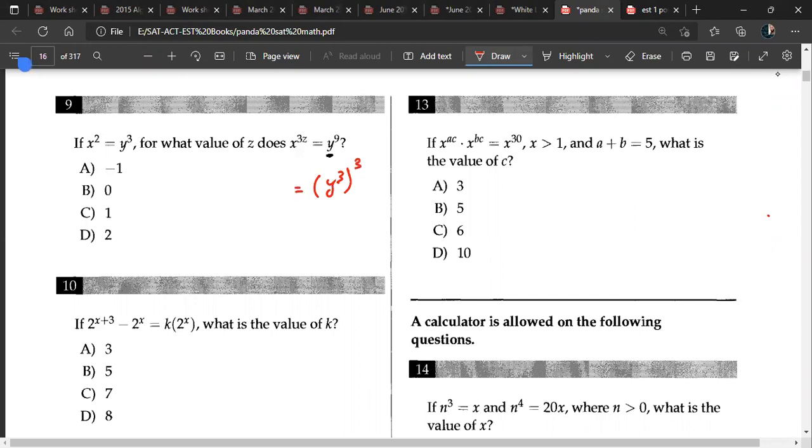Okay, so here it will be x power 3z, the same, it does not change. Then you replace y cubed by x squared. He gave it to you here: x squared equals y cubed.